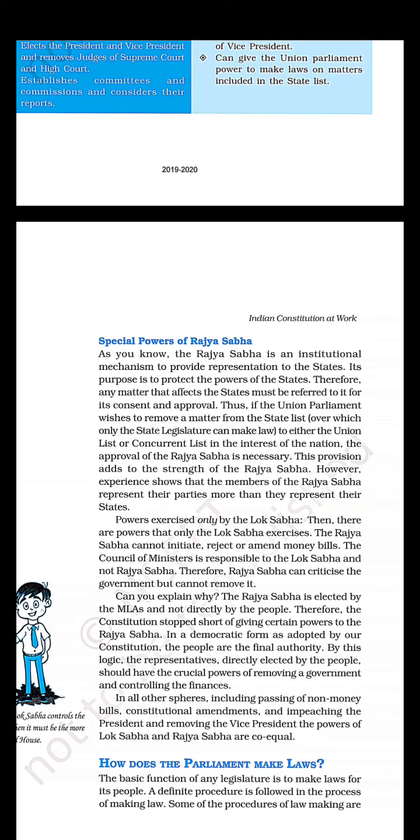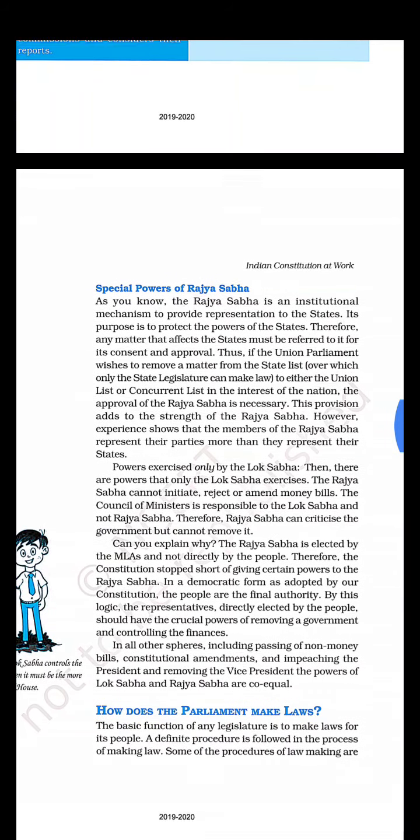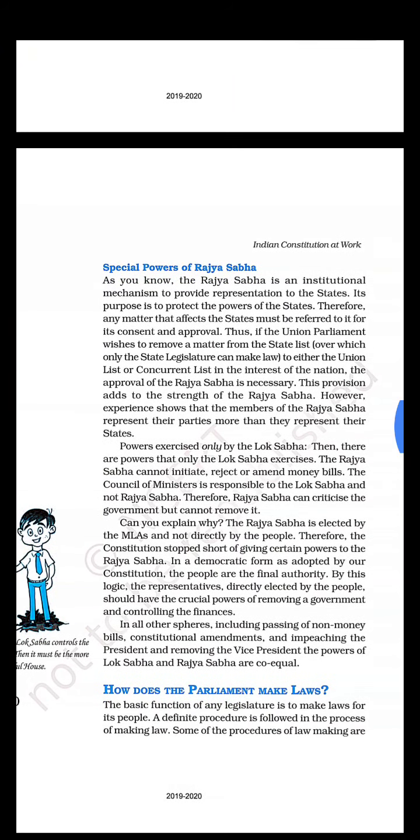all of you know that there are three lists: Union, State, and Concurrent. If a subject is related to the State List, but it has to be made of national importance and put in the Union List, then the approval of the Rajya Sabha is necessary. So whose approval is necessary for that? The Rajya Sabha's. This provision adds to the strength of Rajya Sabha. However, experience shows that the members of Rajya Sabha represent their parties more than they represent their states.